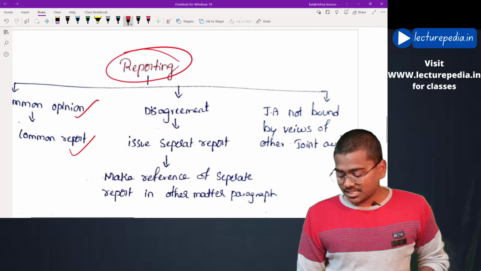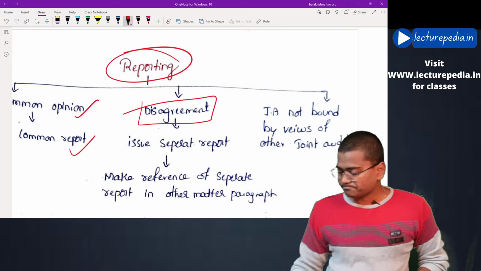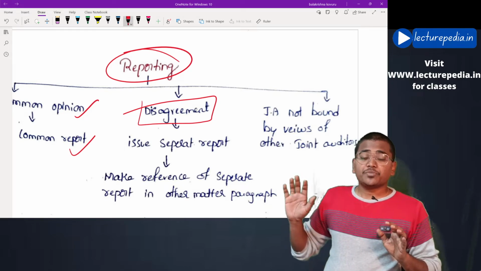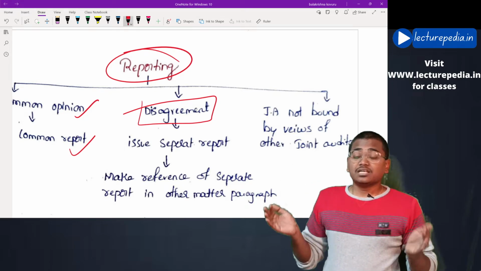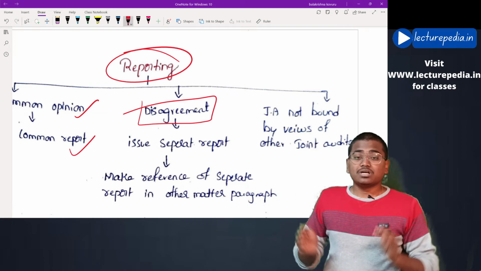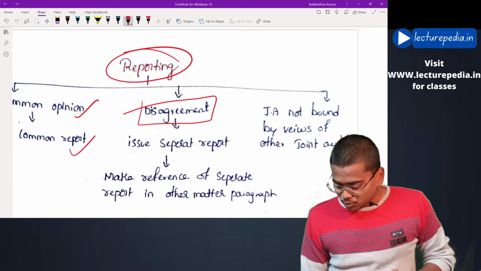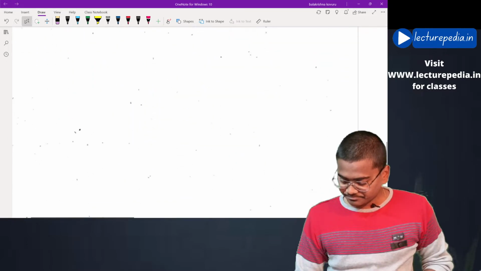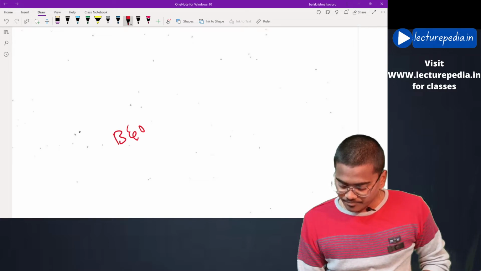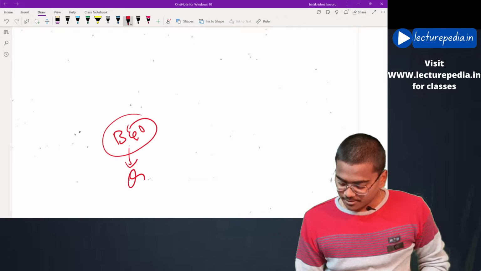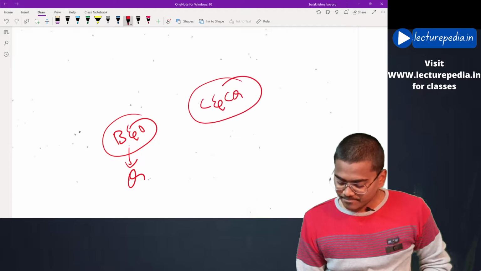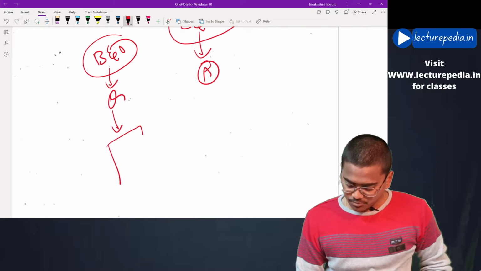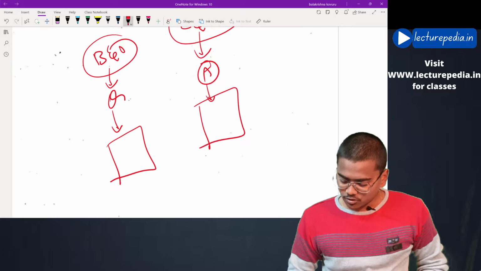Now let's say they are not having a common opinion. B and Co says adverse opinion, C and Co says qualified opinion. In this case, they have to give separate audit reports as per their opinions. Issue separate audit reports. But while issuing separate audit reports, let's say B and Co is having a qualified opinion, C and Co is having an adverse opinion. Thereby, they have given their separate audit reports. They have given two audit reports, one by B and Co, one by C and Co.